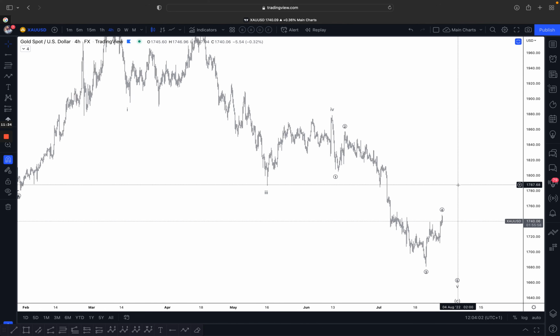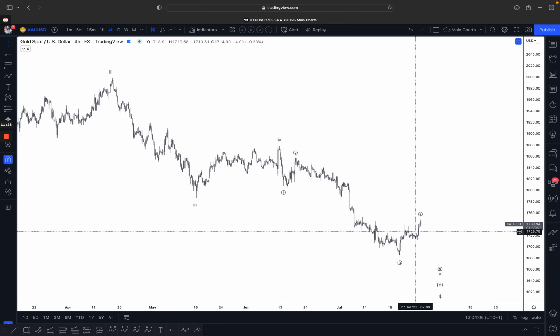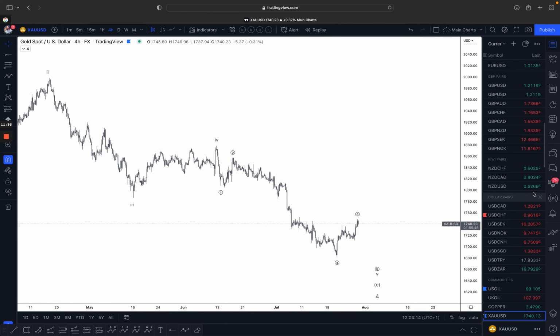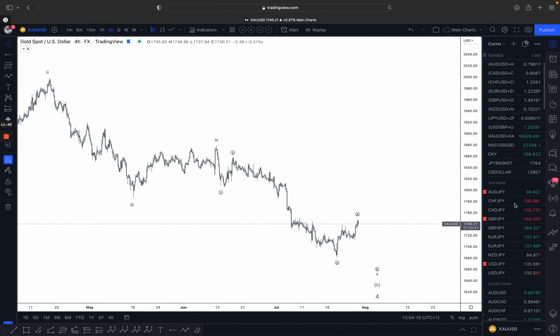So gold, there are two sides of the coin with gold at the moment. I'm still bearish, but if I see a 5 wave up, then I'll be a bit skeptical of whether there are some further moves to the downside left in gold. I think that's about it, guys. There's not much going on here.